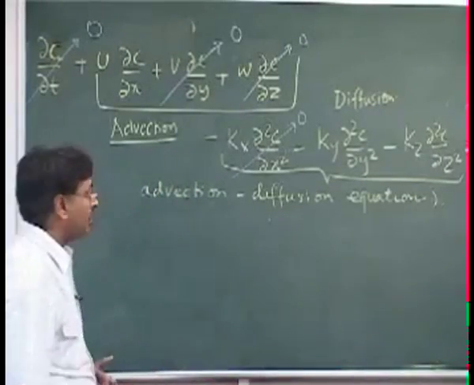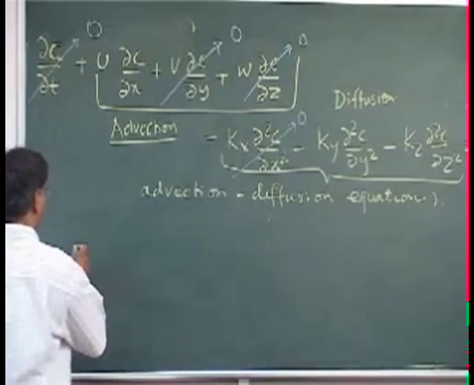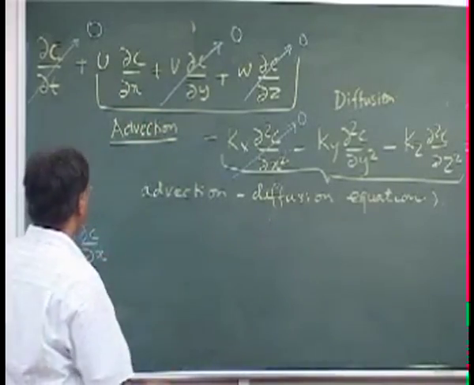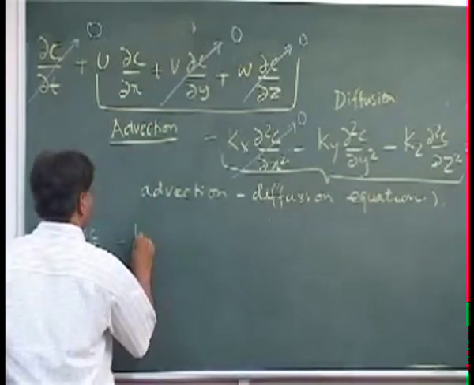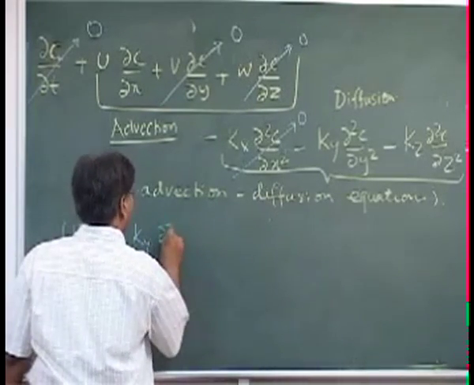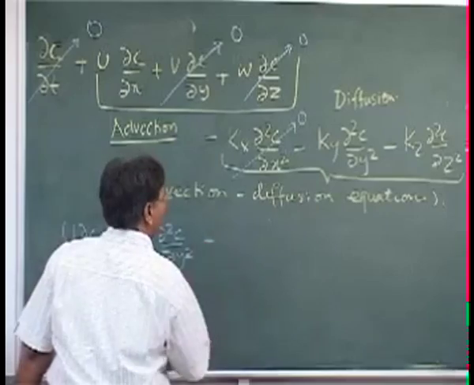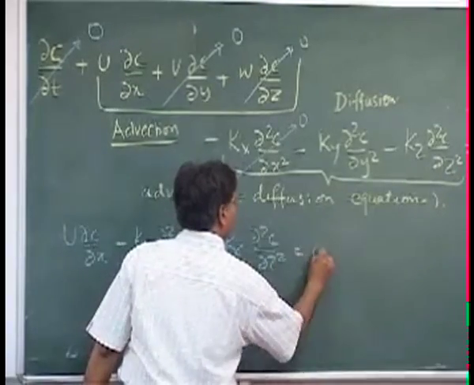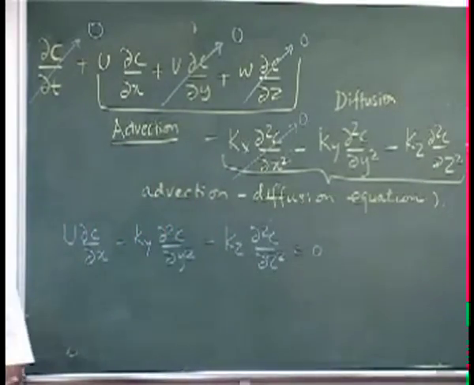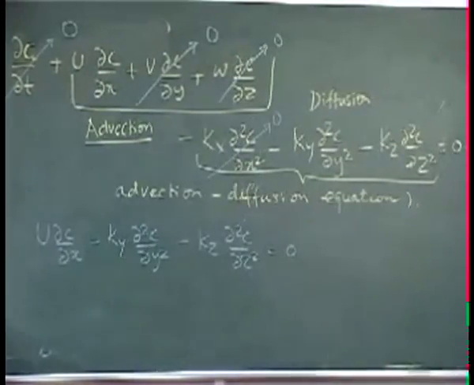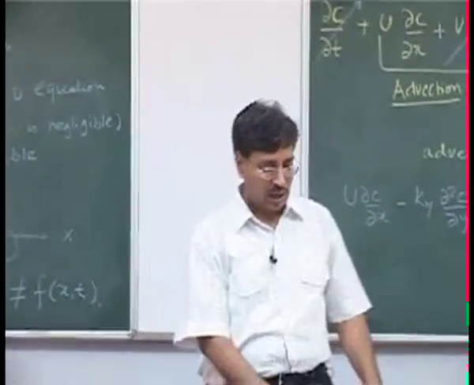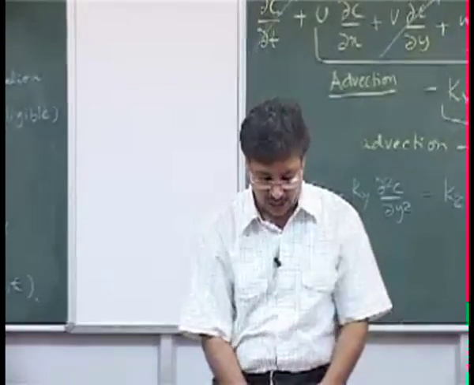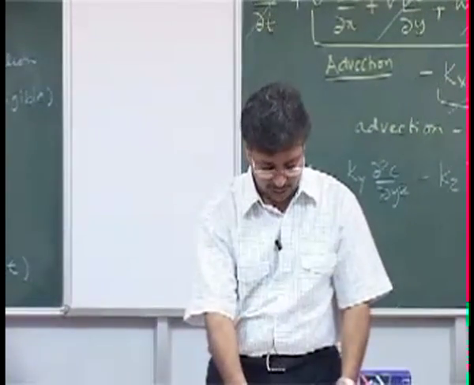Once I make all these assumptions, I'll rewrite that equation. That term is gone, so I have minus, this term is gone, Ky del square c over del y square minus Kz del square c over del z square equals 0. A simple equation. And there are ways to solve this equation, as you can figure out from the books or from the various methods that are available, and then I'll write a general solution for this one.